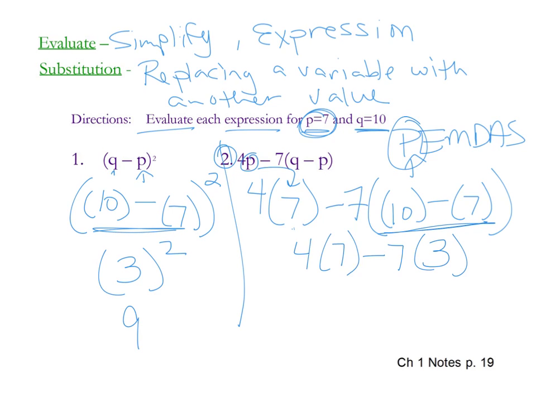I know your teachers last year underlined them. I don't like doing that because it makes it look like a divide sign to me, so I don't try to do that very often. I'm sorry, that was my phone.